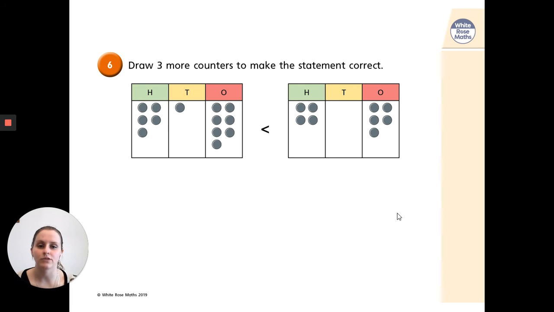So all you're doing is drawing 3 counters onto this one to make the statement correct. So you're going to add a counter into some columns. You could put them all into the same one or different ones. Work out which one, so long as your number is bigger than this number. Okay, we'll have a look at the different answers at the end.